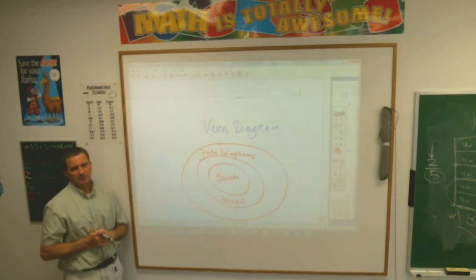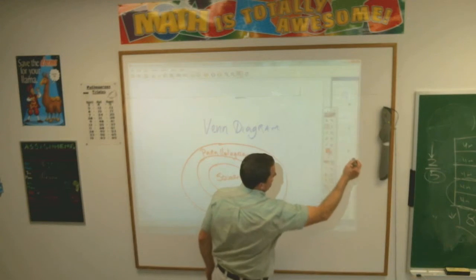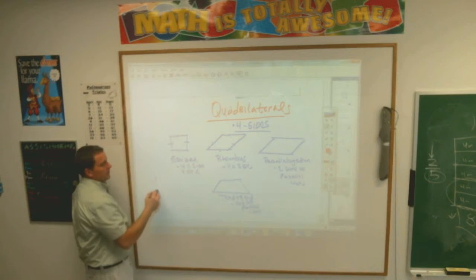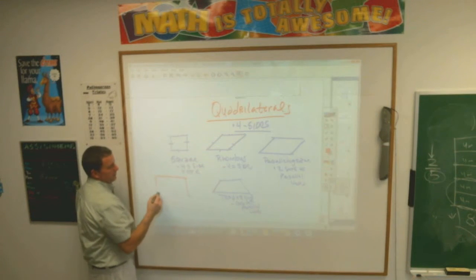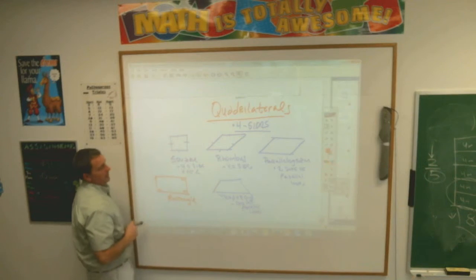Did I put rectangles down? No. We should do that. Let's go back to that. What is the definition of a rectangle? A rectangle just has to have four right angles, correct?